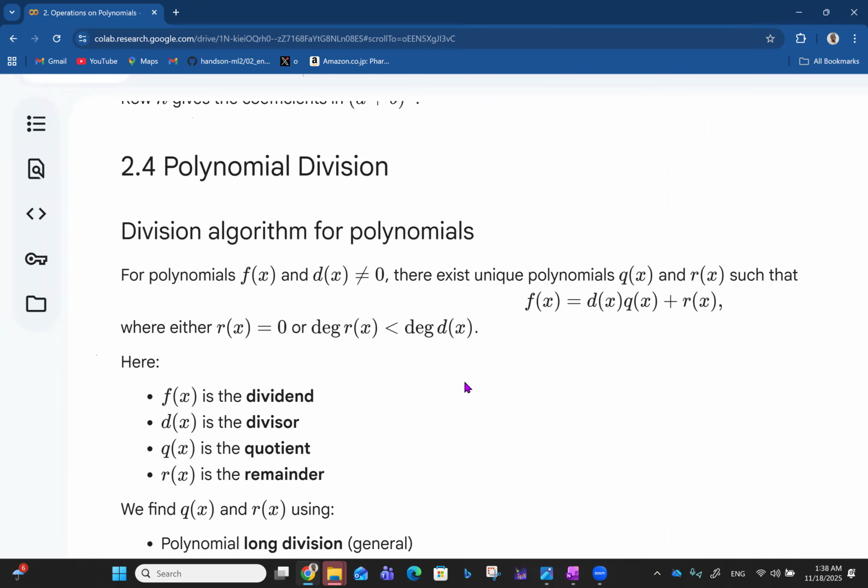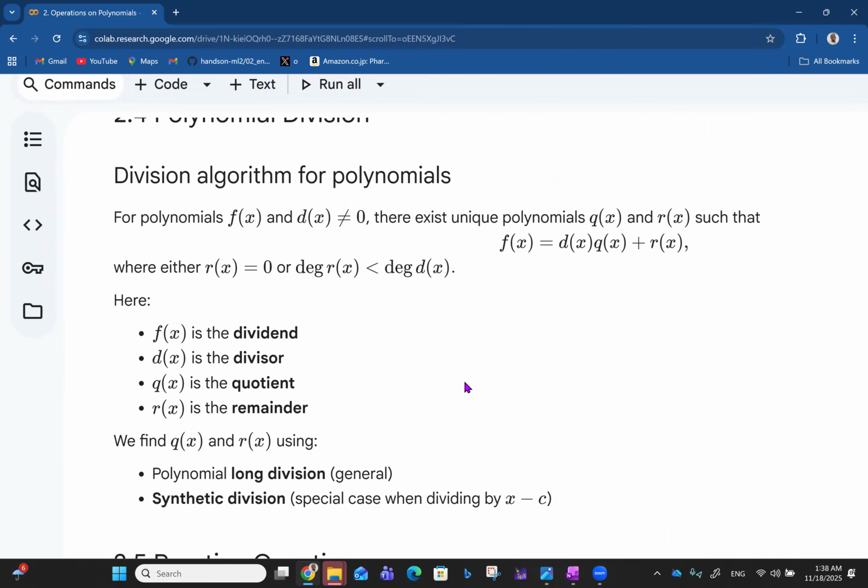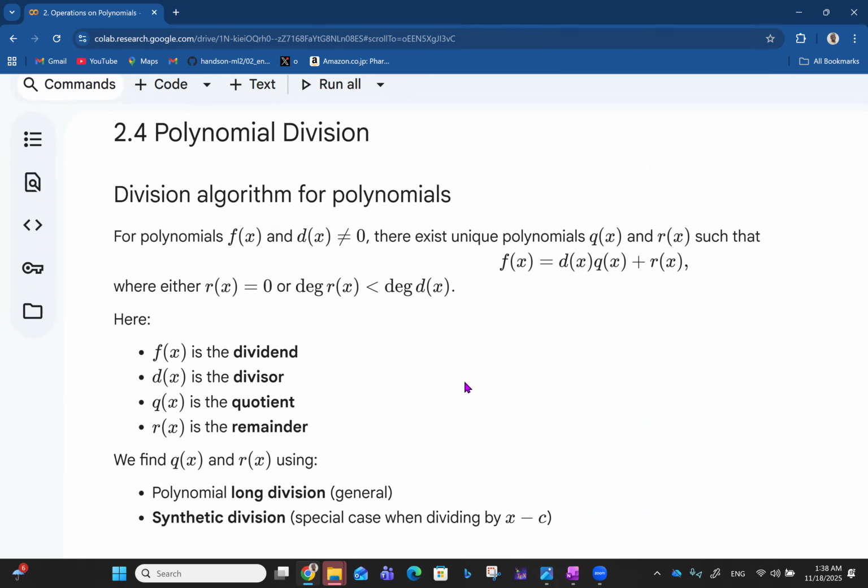Now in this part, I'm talking about polynomial division. I'm not going to waste time, because in the next video I'm going to talk about polynomial division properly. This is just an introduction to it since we are talking about operations on polynomials. So watch out for the next video, but I'll just go through this and then there I'll do the real deal.